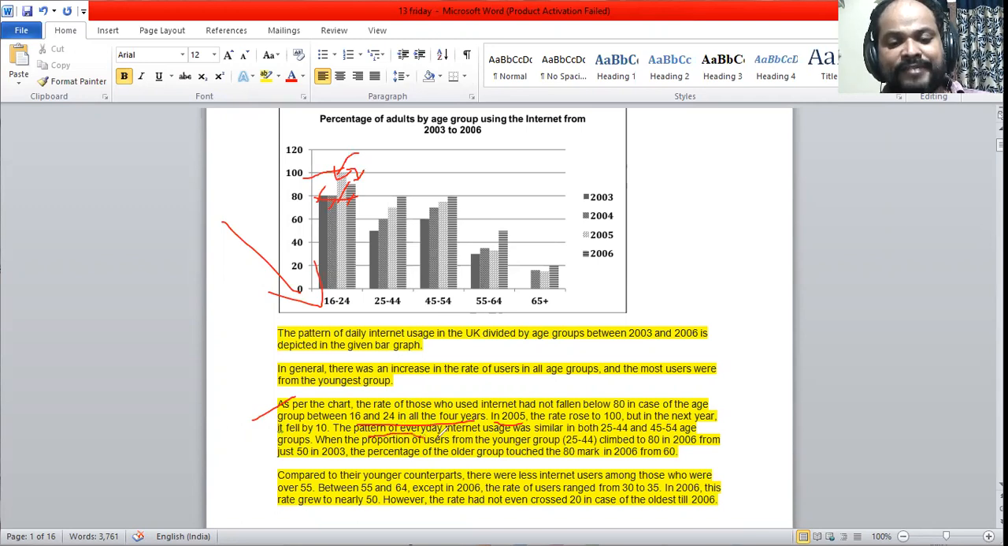The pattern of everyday internet usage was similar in both 25 to 44 and 45 to 54 age groups. It was similar. You can see a similarity. The pattern was similar.